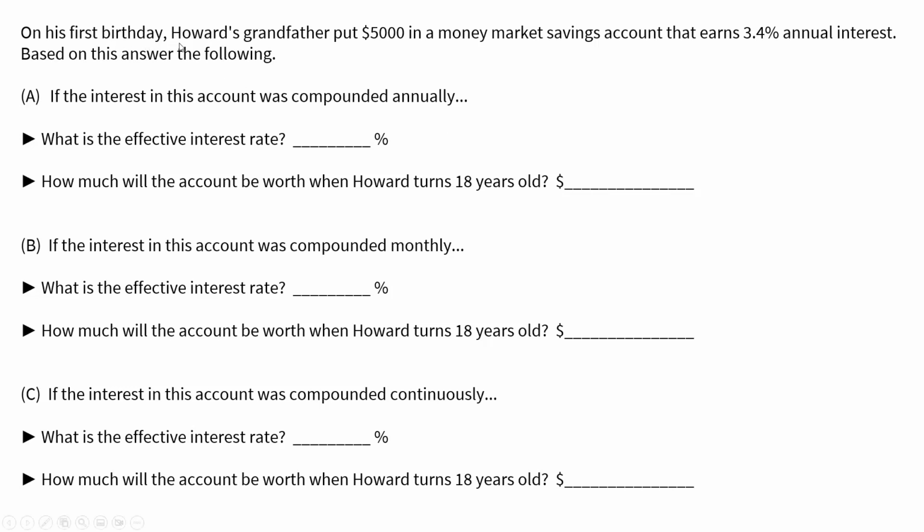On his first birthday, Howard's grandfather put $5,000 into a money market savings account that earns 3.4% annual interest. Based on this, answer the following. A, if the interest in the account was compounded annually, what is the effective interest rate? And how much will the account be worth when Howard turns 18 years old? B, it's the same sort of situation except it's compounded monthly. And then C, it's compounded continuously. Let's look at these individually.